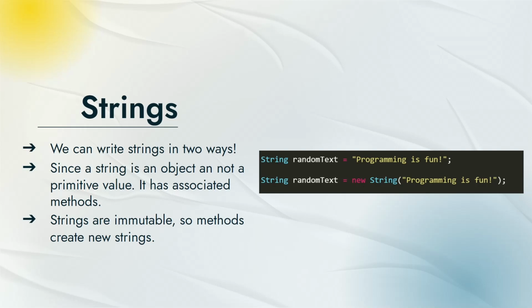But one thing to keep in mind is that strings are immutable. That means they cannot change. So when methods are used on strings, they basically create new strings. So let's say I said String randomText equals "programming is fun", and then I said randomText equals randomText dot whatever method, and then it would change, right? But it would not change the existing string. It would just create a new string and store it into the original variable randomText.